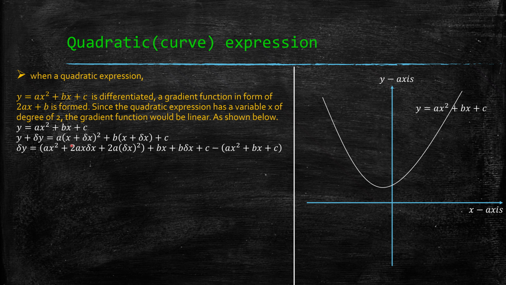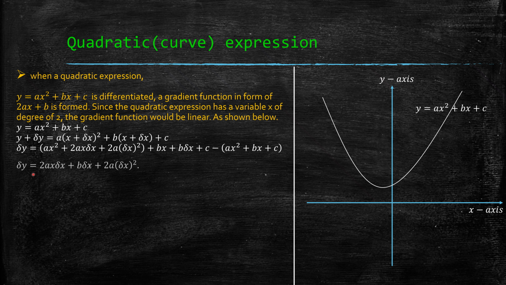Now, when you expand this expression with the knowledge of perfect squares, and later on multiplying with this a across all the expression inside, we are going to have your function as ax squared plus 2ax small change in x plus a into small change in x squared. Then also when we expand this one, we're going to have bx plus b small change in x plus c minus this y that you have taken across, which is in form of ax squared plus bx plus c.